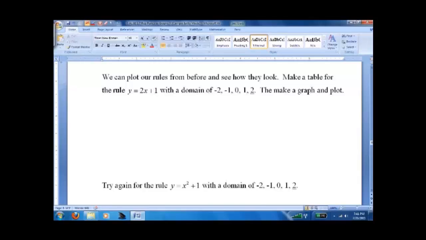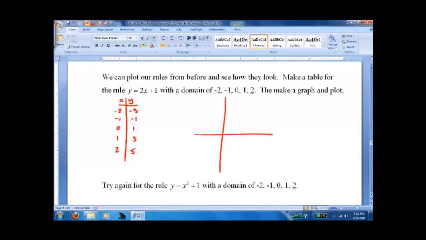So make a table for the rule y equals 2x plus 1, with domain -2, -1, 0, 1, 2. 2 times -2 is -4 plus 1 is -3. 2 times -1 is -2 plus 1 is -1. 0 plus 1 is 1, and it looks like it goes up by 2 every time, so I'm going to guess that it's going to be 3 and 5.